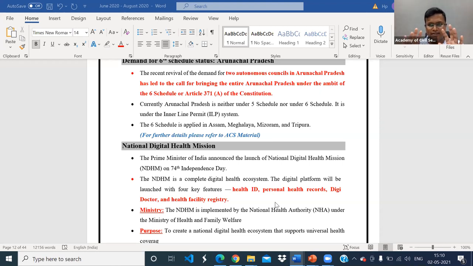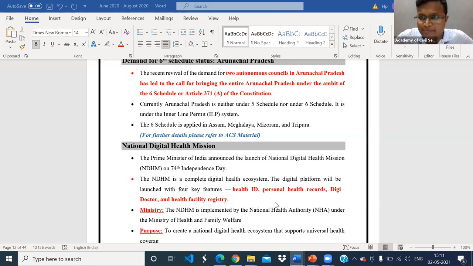Whatever diseases I have, they will update in that. Whatever diagnosis is done, when I visit the hospital with fever and some other symptoms, and whatever diseases are diagnosed, all hospitals in India will update the data in my health ID. Then the benefit is that if I go to another hospital after 2 years with another disease, by looking into my health ID, they can easily know the records of my health issues.